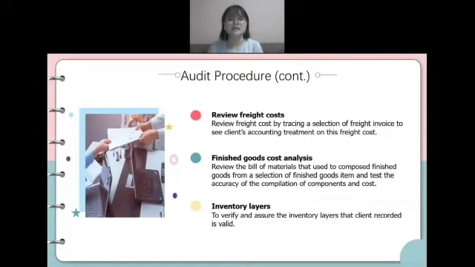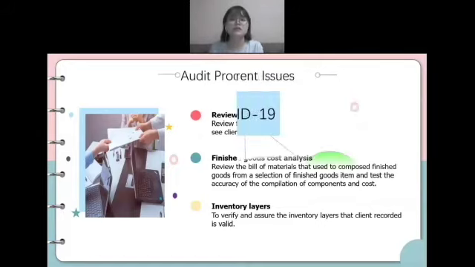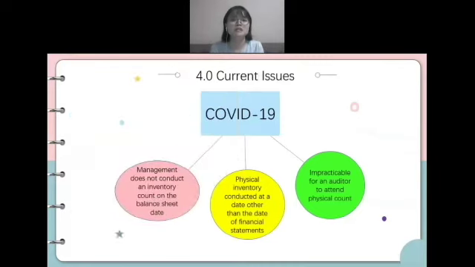Okay, next is current issues. As we all know very well, the current issue now is COVID-19. The whole world and the people are affected by COVID-19. Business also is affected by COVID-19, and the audit procedures are also affected by COVID-19.